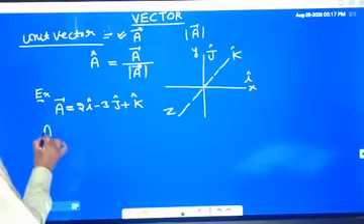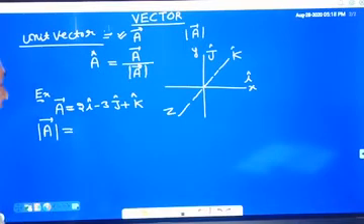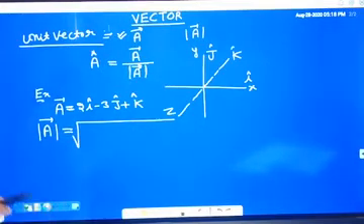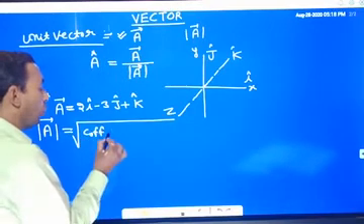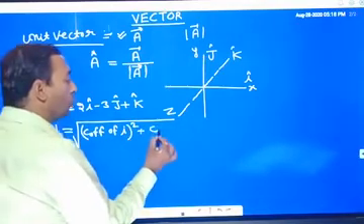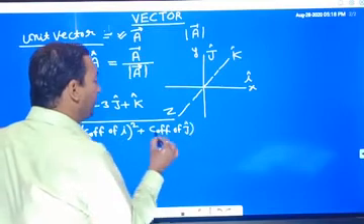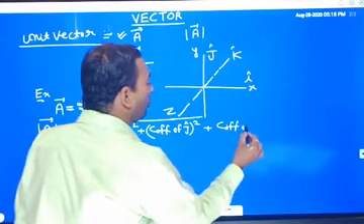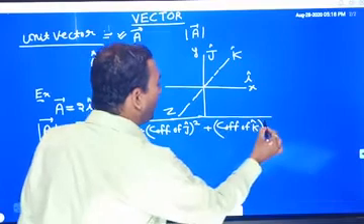What is the magnitude of a vector? See, what is the formula for finding the magnitude of a vector? There is a formula: coefficient of i cap squared plus coefficient of j cap squared plus coefficient of k cap squared.